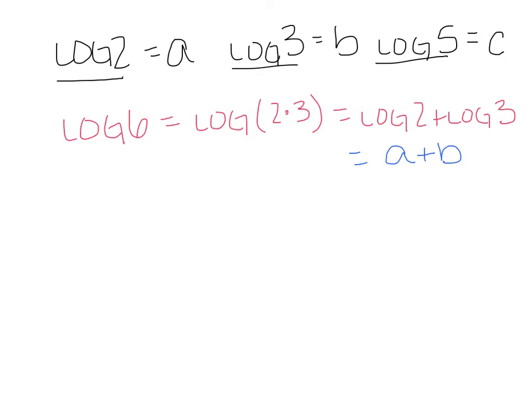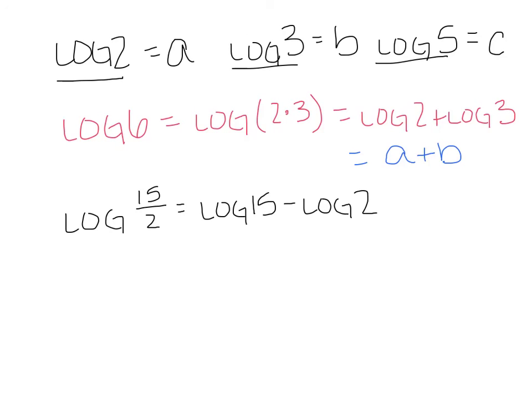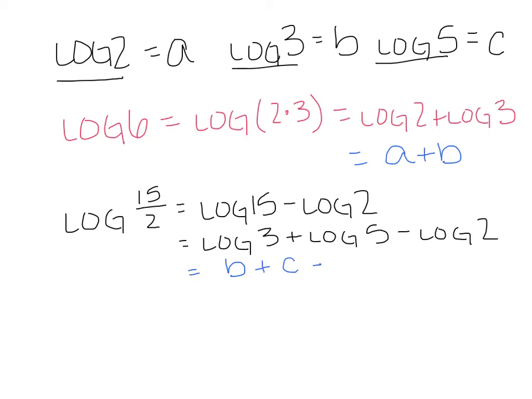Alright, so let's look at a different property. Let's say we wanted to find the log of 15 halves. Alright, well, let's start using our properties. This is the log of 15 minus the log of 2. What about 15? Can we do anything with that? 15 is 3 times 5. So we could say this is the log of 3 plus the log of 5 minus the log of 2. And now, actually we know all 3 of those, don't we? So we have B plus C minus A. Cool.